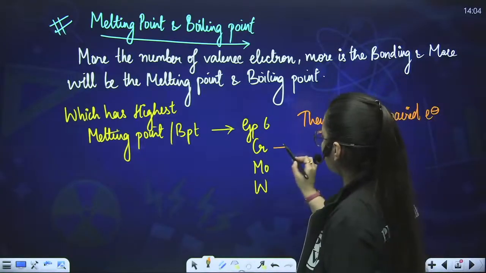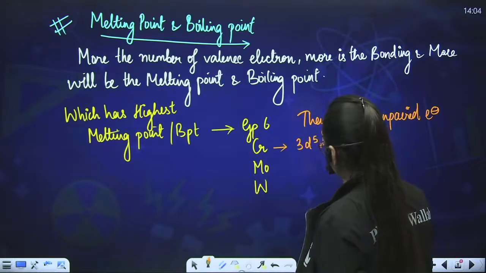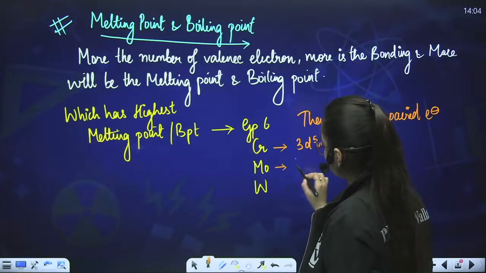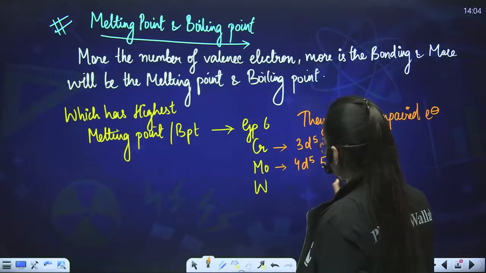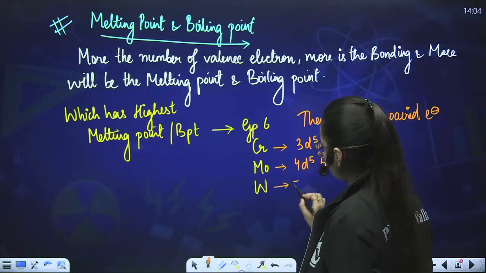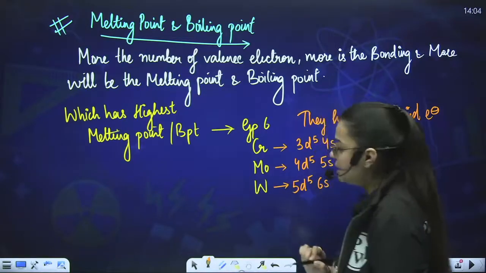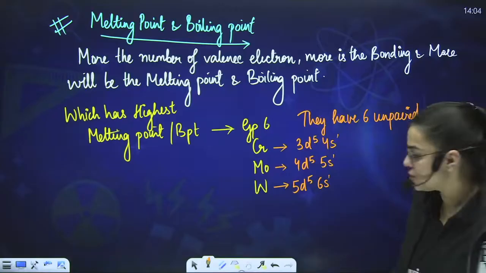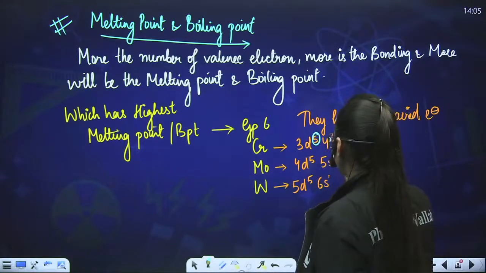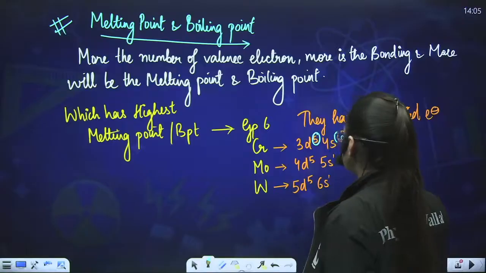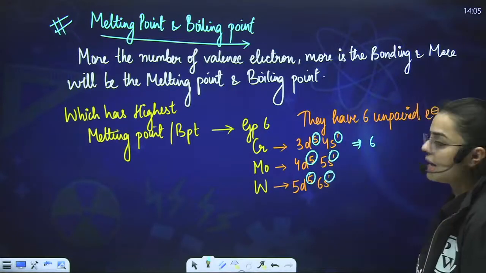If I talk about chromium, the configuration is 3d5 4s1. If I talk about molybdenum, the electronic configuration is 4d5 5s1. If I talk about tungsten, the configuration is 5d5 6s1. Right? So over here, these are the configurations for them. If you see 5 plus 1, how many unpaired electrons? 6 unpaired electrons. Again, 5 plus 1, unpaired electrons 6. Over here again unpaired electrons are 6.